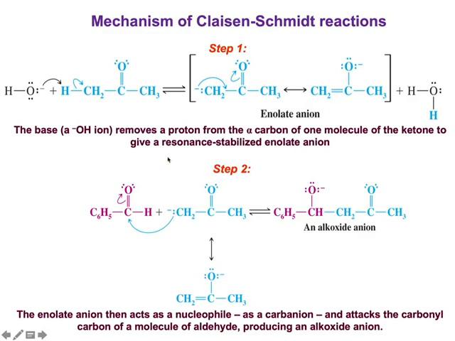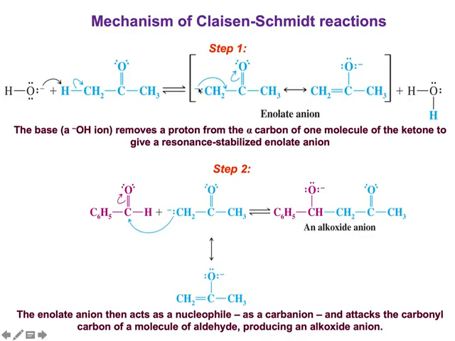Okay, first is what happened. So this is the ketone. Okay, base abstract this proton, so electron move to here to become C minus. Base hydroxide remove proton from the alpha carbon, so one molecule of the ketone gives a resonance stabilized enolate anion, C minus.